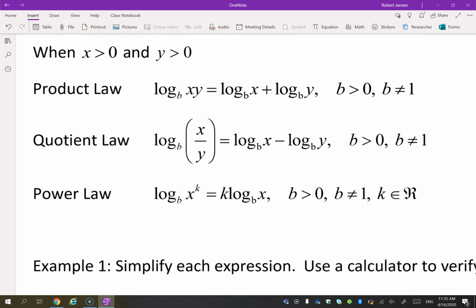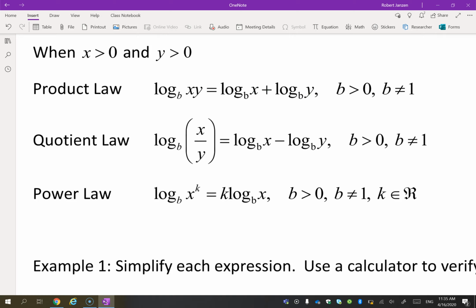Okay, first of all, there's the product law. If we have log base b of something multiplied here, x times y, we can split that up into two logs, log base b of x plus log base b of y. And if you think about that, it should kind of make sense, because when we multiply exponents, we add their powers. So what are we doing here? We're actually adding their powers. Okay, remember I told you the log is an exponent?